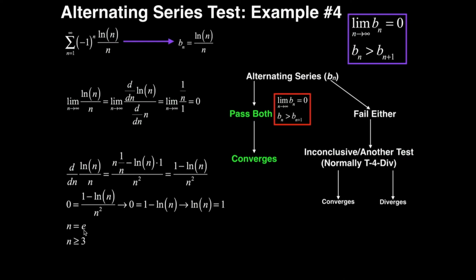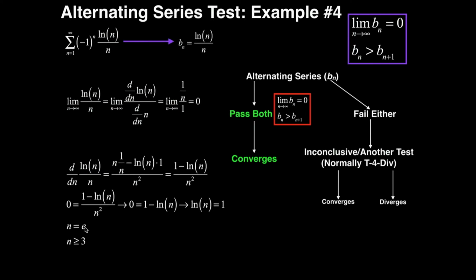Now, let's just plug in a number greater than e. So let's do 3, because e is like 2.7 something. So let's use 3. So 1 minus ln of 3. Well, ln of 3 is a number greater than 1. So we'd be doing 1 minus a number greater than 1. So this whole thing will end up being negative, basically when n is greater than e.